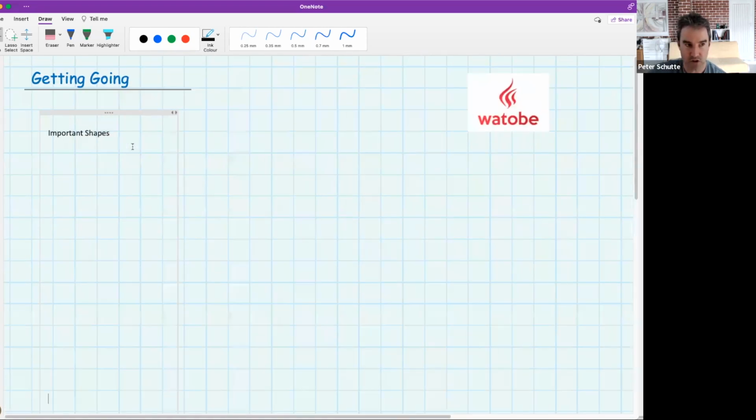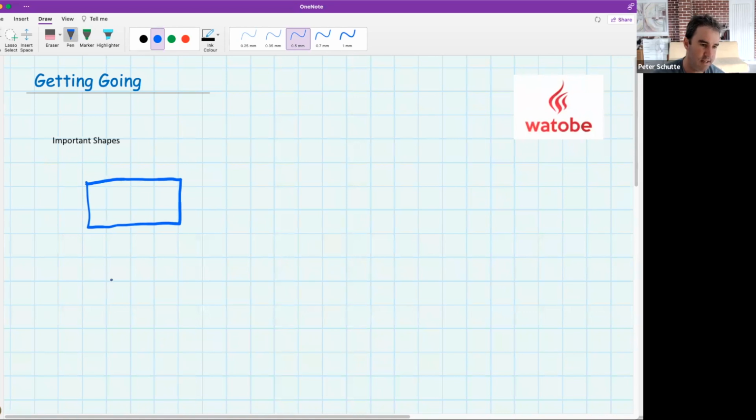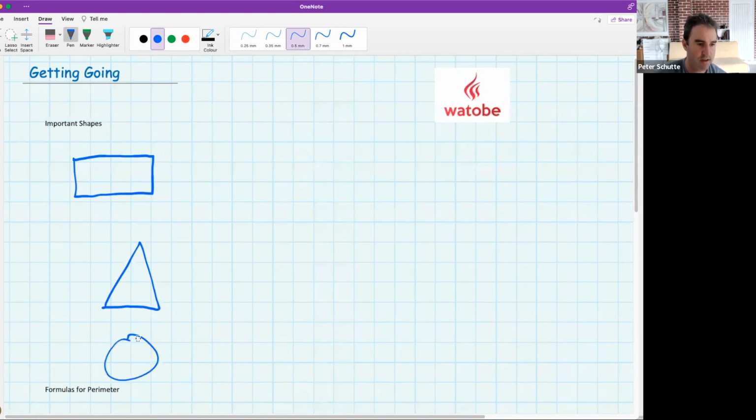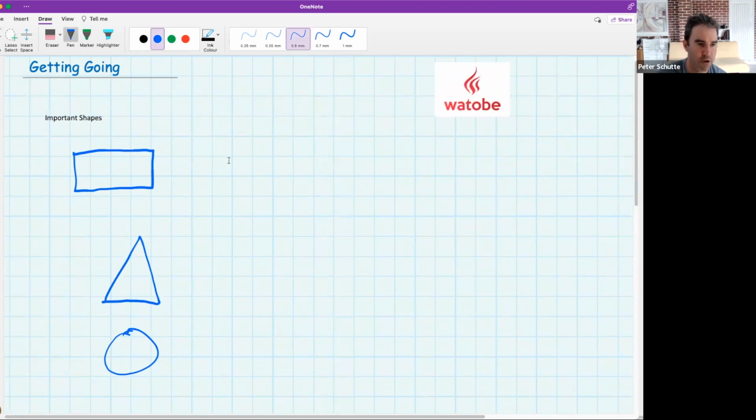So today we're starting this topic called measurement, and measurement involves things like perimeter, area, surface area, volume, these types of words. In particular, we're going to be particularly interested in the shapes: the rectangle, the triangle, and the circle. But it's not a very good circle. So what I want to know from you in the chat, or if you're willing to share it, raise your hand, is what is the formula for the perimeter of these shapes?